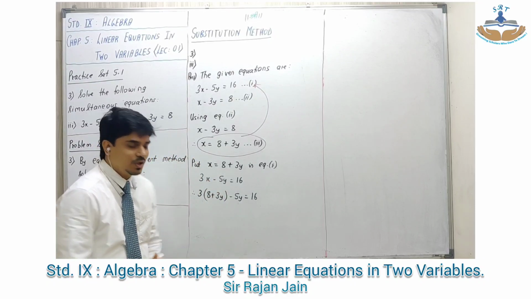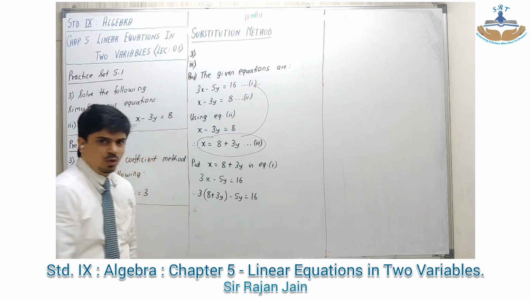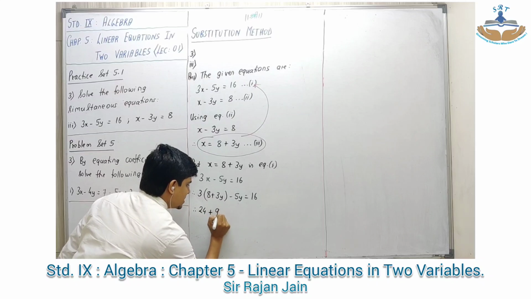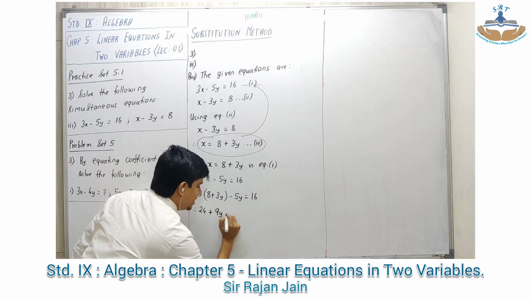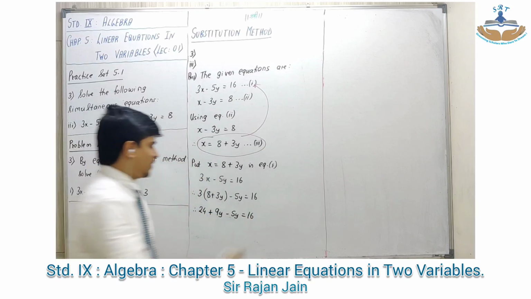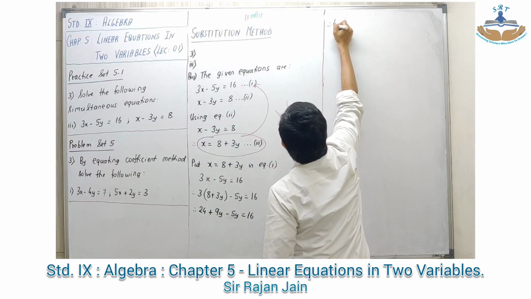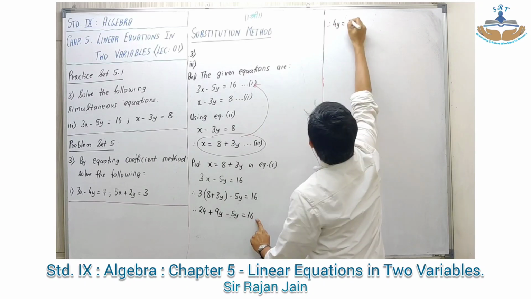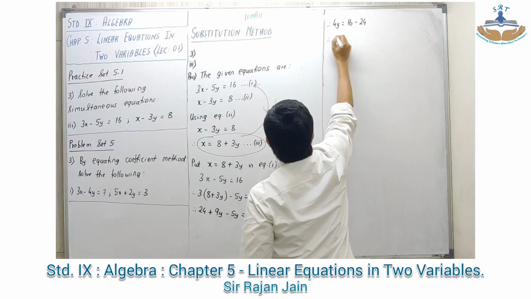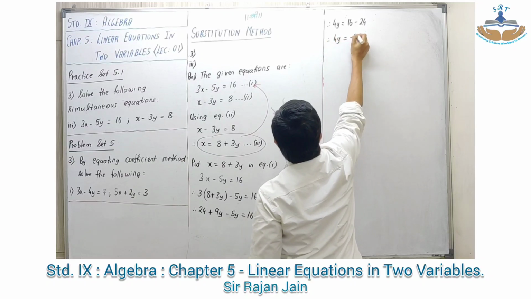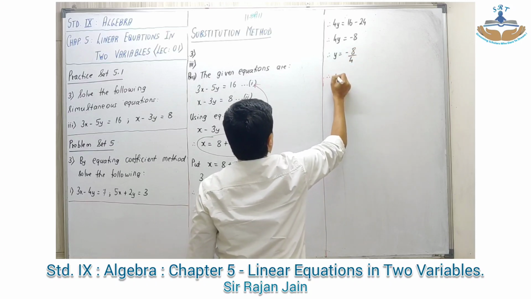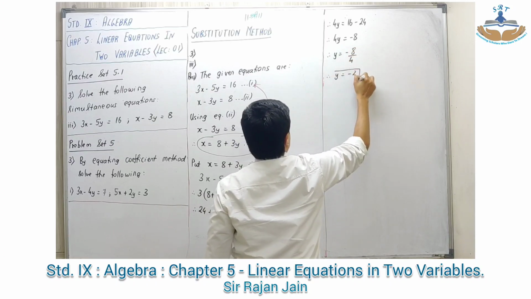Is that clear? Okay. Now, if I open the bracket over here, 3 8s are 24 plus 9y minus 5y is equal to 16. Now 9y minus 5y will become 4y. So I say 4y is equal to 16 minus 24 on the other side. So 4y is equal to minus 8. y will be minus 8 upon 4. y will be equal to minus 2.